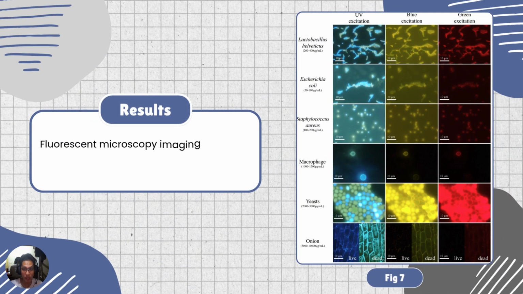From Figure 7, it can be observed that the fluorescence microscopy imaging using BNCDs could label other cell types such as macrophages, onion cells, yeast cells, Escherichia coli, and Staphylococcus aureus.